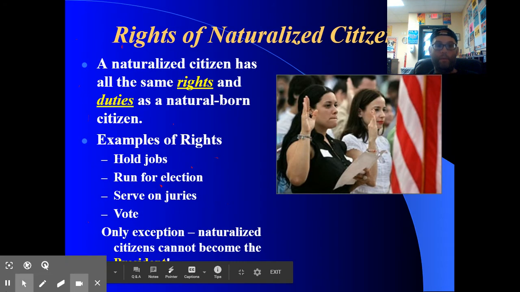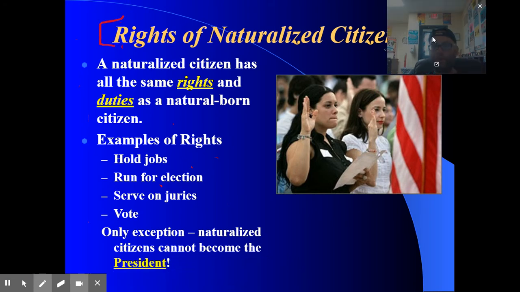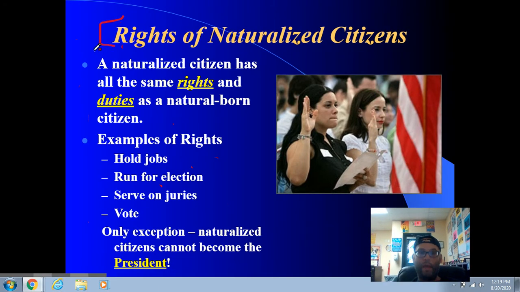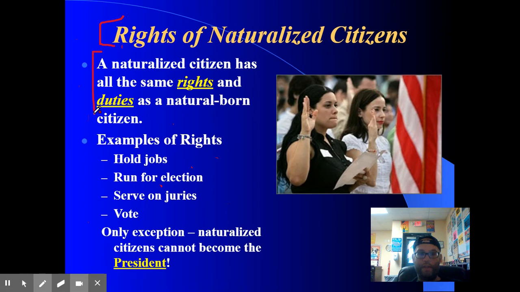Okay. This is important. You're going to want to write this down. Rights of a naturalized citizen. Let me get my face out of the way. And I want you to understand this, that naturalized citizens have all the same rights as natural born citizens. You shouldn't look at a naturalized citizen as any different or inferior than a natural born citizen. They're literally the same according to our Constitution.